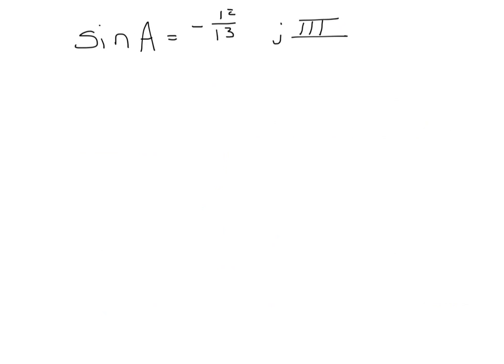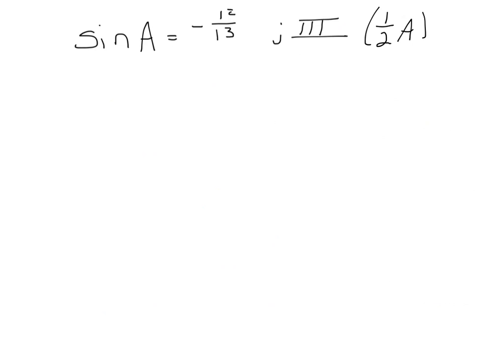Let me show you one more example of this, a little bit more involved. This time I'm giving you a sine ratio of negative 12/13, and I'm telling you that angle A is in quadrant 3. So if angle A is in quadrant 3, I'm going to figure out where my half angle is going to be. Now keep in mind, you don't have to memorize that little chart. Just pick any angle in quadrant 3 and cut it in half. And where that ends up is where all of your quadrant 3 half angles will end up.